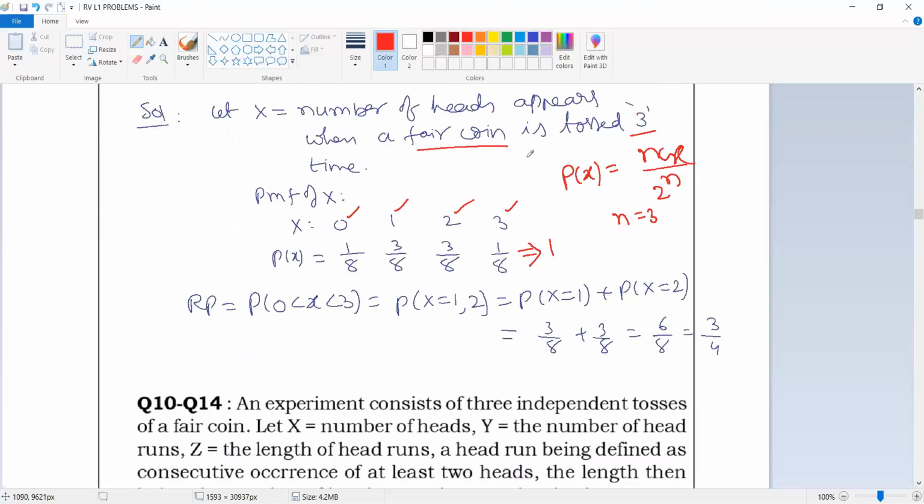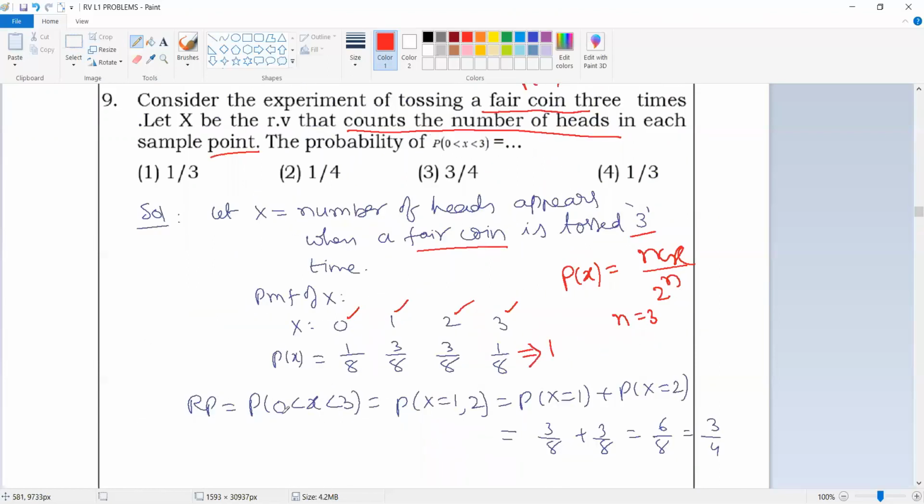Now, our requirement is what here? Probability of 0 < x < 3. X takes values 0, 1, 2, 3. But here we have strict inequalities, so we follow the strict inequalities. In this case, X takes only 1 and 2. Probability of x equal to 1, plus x equal to 2. X equal to 1 is 3 by 8 from the table, or from the probability mass function, and x equal to 2 is 3 by 8. Total is 6 by 8. Answer is 3 by 4.